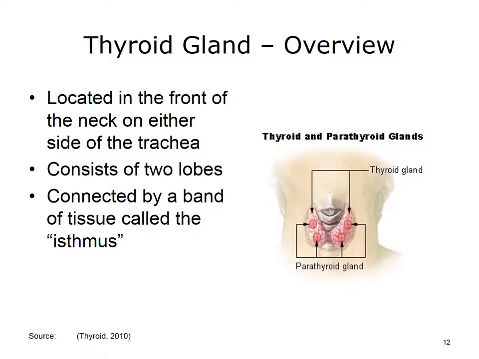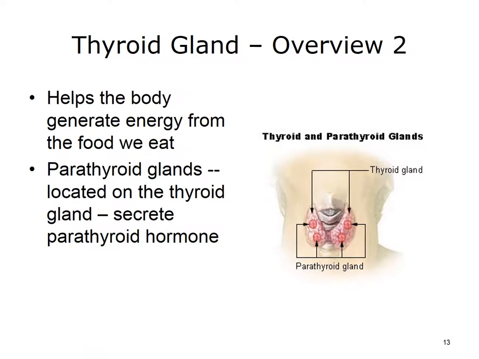The fifth gland that we will study in this lecture is the thyroid gland. The thyroid is a very vascular organ that is located in the neck on either side of the trachea. It consists of two lobes just below the larynx or voice box. The two lobes are connected by a narrow band of tissue called the isthmus. The thyroid gland helps set your metabolism, how your body gets energy from the foods you eat.